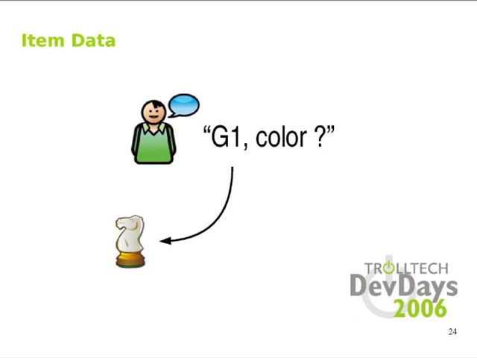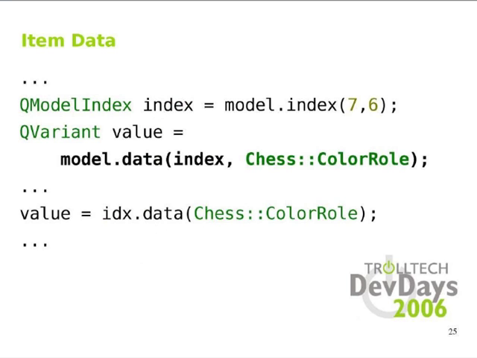Kind of like if you were playing chess again, you would ask, what is the color of the piece at position G1? In code, we would represent this like this. We would get the model index for the position, and we will then ask the model for data at the position and for a certain data role. Now we have a shorthand version of this, as you can see in the last line here, where we have a convenience function in the index that will give you the data you're asking for at that position. But essentially what's happening is what you see in the first 3 lines here.